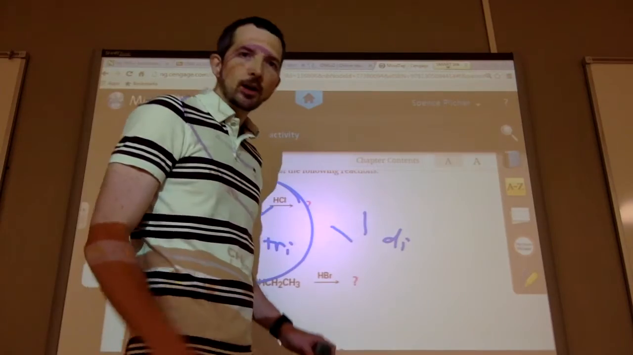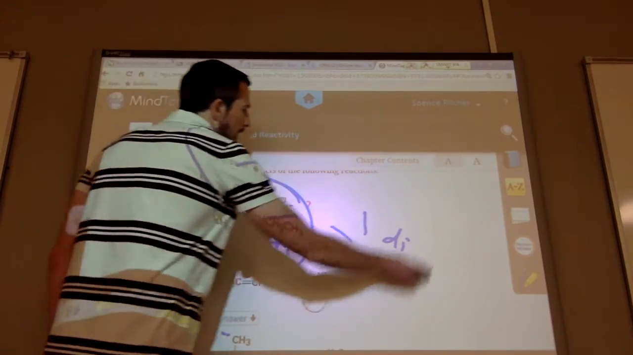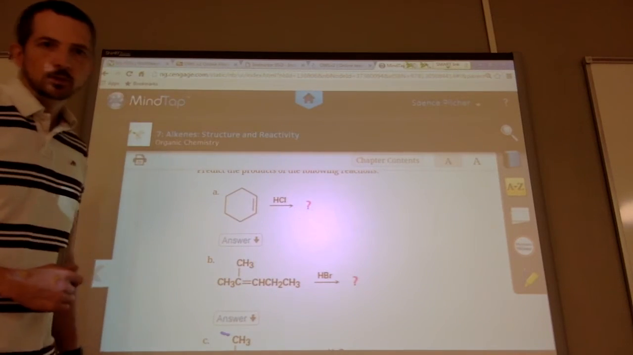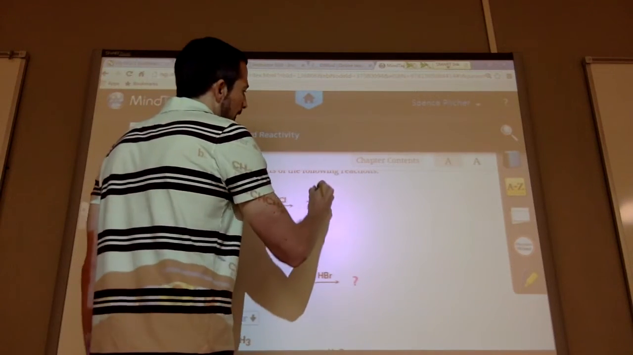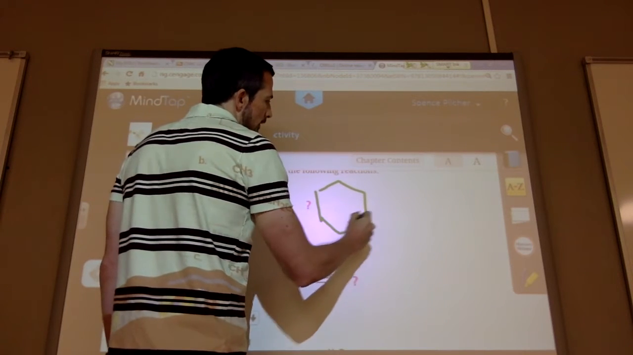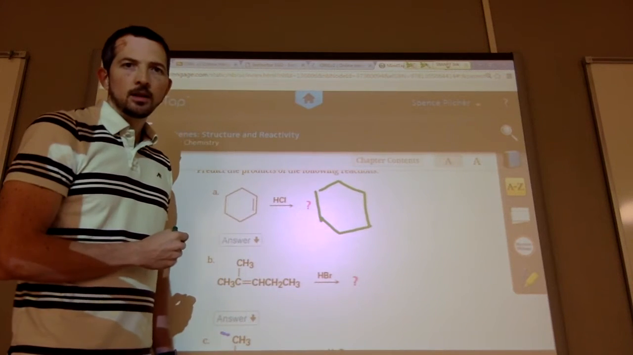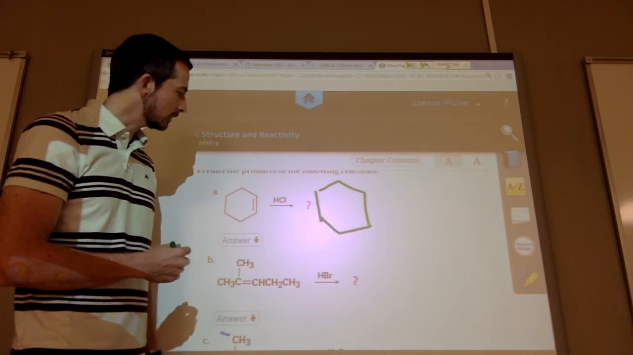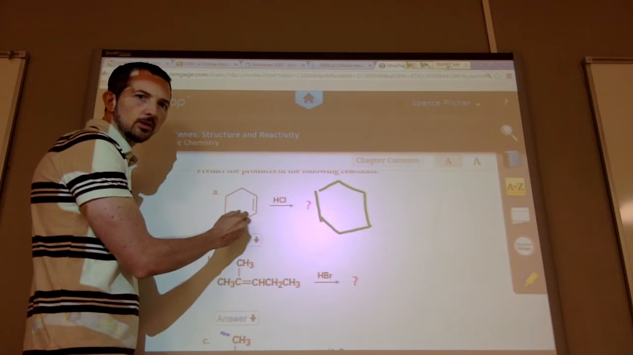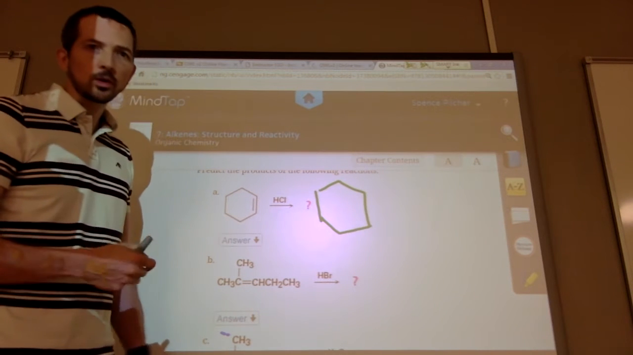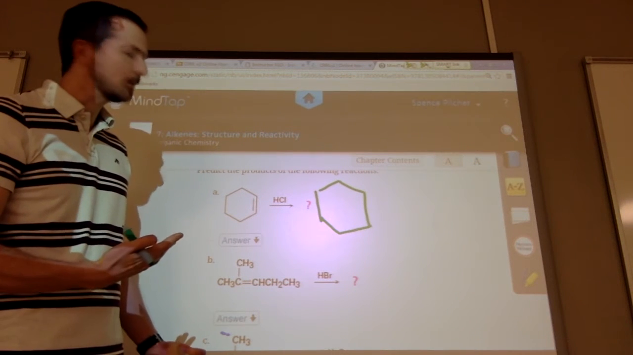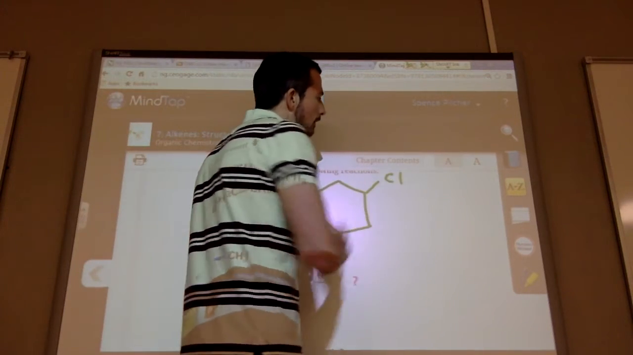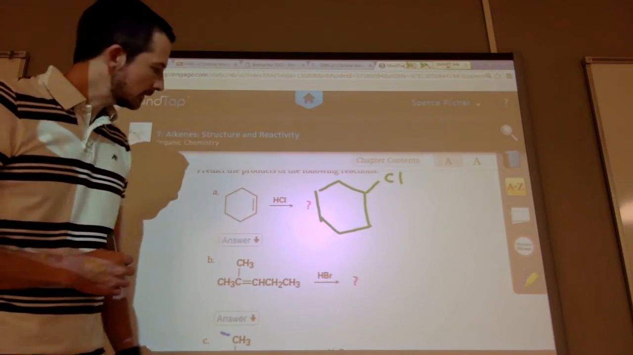Here I have to predict the products of some reactions. So if I look at this first one, HCl adding to a double bond. In this case, it'd make a secondary carbocation in either position. This carbon's attached to 2, this one's attached to 2. So that means chlorine could go to either place, but it's still the same. Either way, you get chlorocyclohexane. So I'll just put my chlorine at one of the positions.